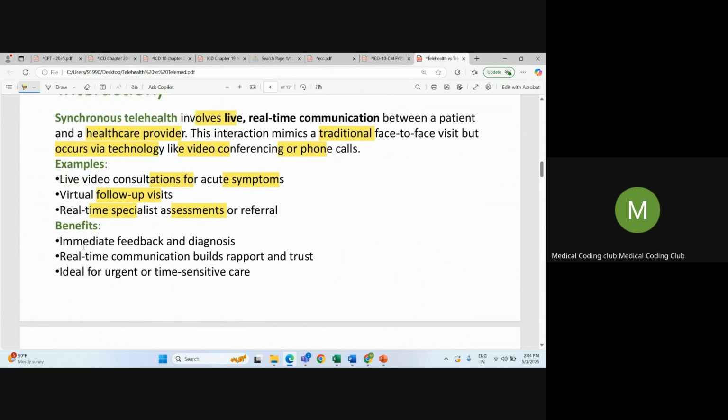What is the benefit? As I mentioned earlier, you will be able to get immediate feedback and diagnosis, and real-time communication builds support and trust. It is ideal for urgent or time-sensitive care. It is more like taking a walk-in visit. He will be there, seeing you through video, and he will be able to evaluate by seeing your general appearance. So that is synchronous.